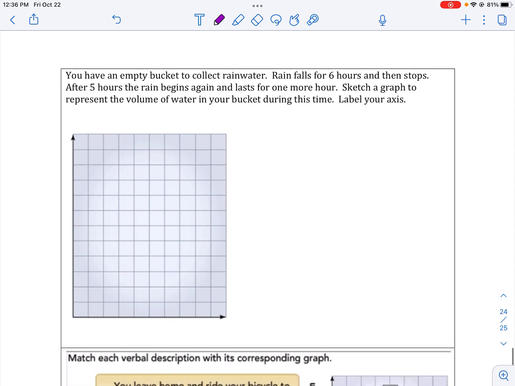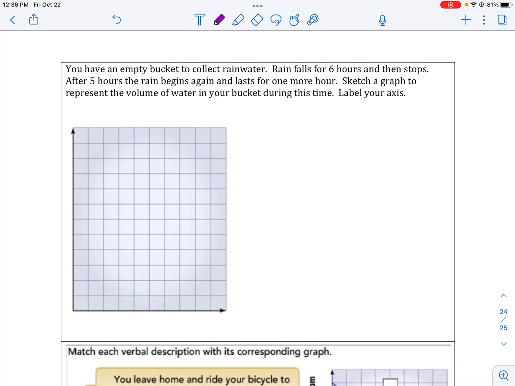And next, you have an empty bucket to collect rainwater. Rainwater falls for 6 hours. All right, so we have time. So here's 6 hours, then stops. After 5 hours, so 5 more hours, rain begins again and lasts for 1 more hour. This gives us a total of 12 hours. Sketch a graph to represent the volume of water in your bucket during this time.